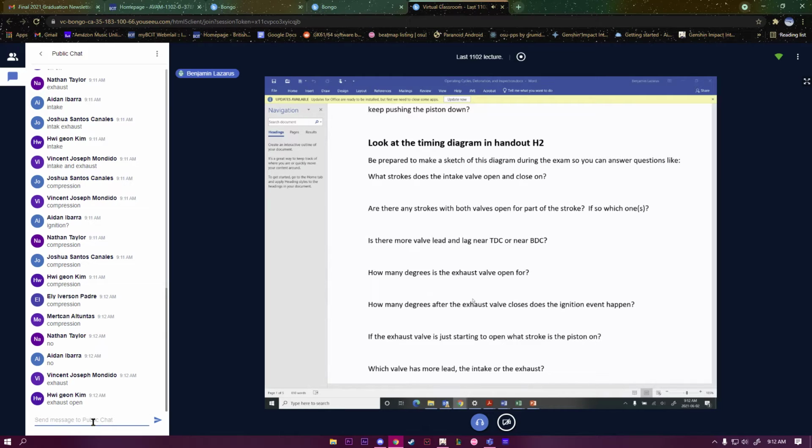All right, valve lead and lag. Sometimes students get confused on that terminology. Is there more lead and lag near top dead center or near bottom dead center? Bottom dead center. Yeah, way more at bottom dead center. It's like plus or minus 50 at bottom dead center and plus or minus 10 or 15 at top dead center. I think there's some math behind that I have never delved into. You can calculate how many degrees the exhaust valve is open for. You did all that. There are a couple of questions that ask you that.